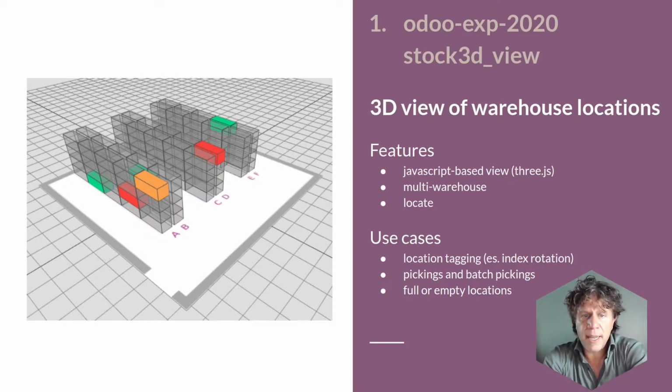As you can see in the slide, you can set a colored tag to identify, as an example, the index rotation. From the pickings or back pickings, you can locate where the products are, and from the warehouse visualize with one click empty or full locations.